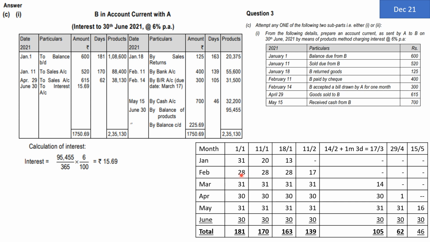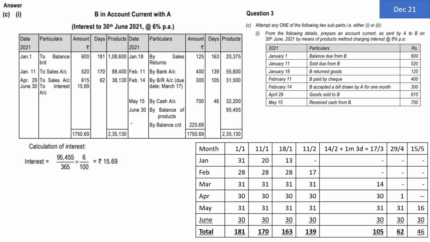If on the other hand, you find account current to be a little weak topic for you, you are confused about the product method, one day interest or multiple days interest, how to calculate the balance, where the balance of product should be written, where the interest should be written, then you may skip this question and you can go for the second question of question number 3C. The second question is a partnership. In the next part, I'm going to consider the question of partnership.